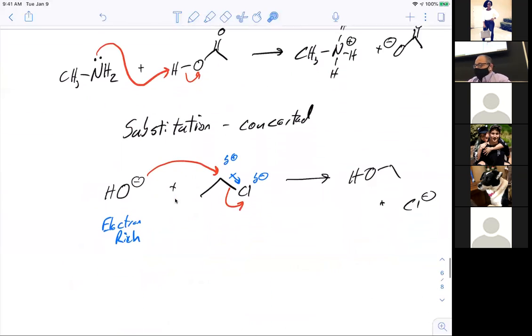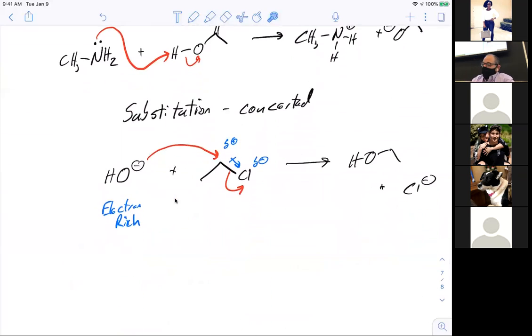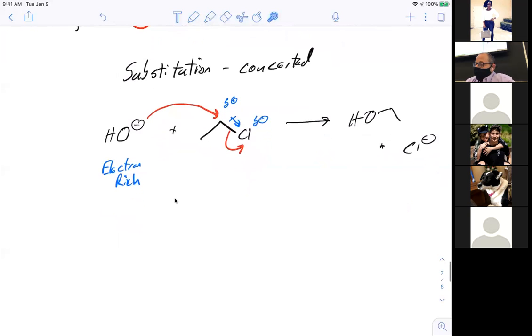Now, in other cases, it's pretty straightforward. Here I have a negative, here I have a negative. Which of these two negatives is more stable? This one is. So the reaction is going to go forward. We can also have a situation where we have a substitution, but the substitution is happening in steps.